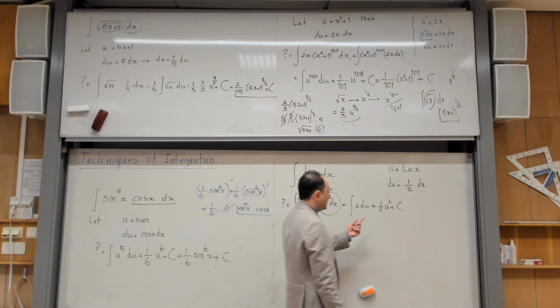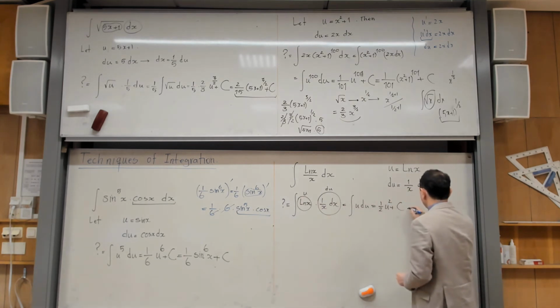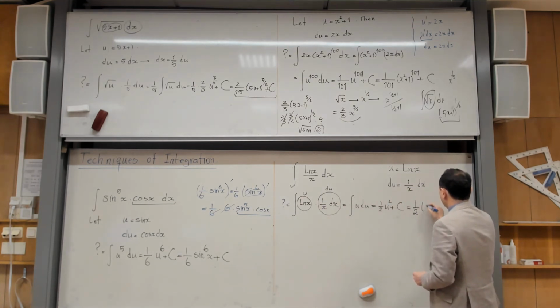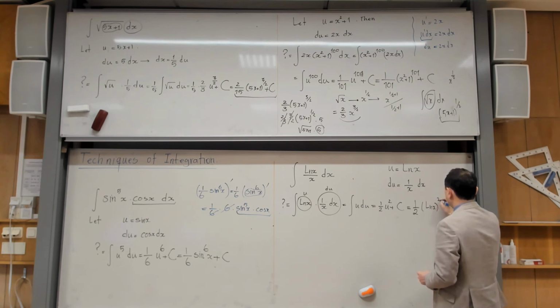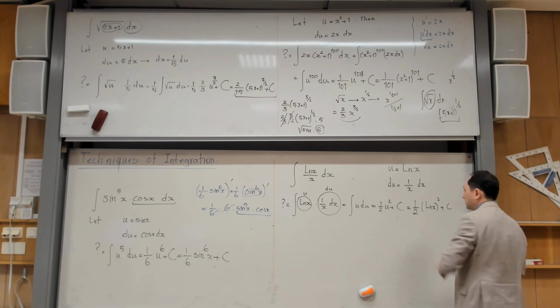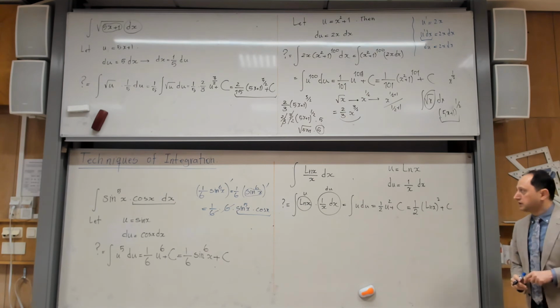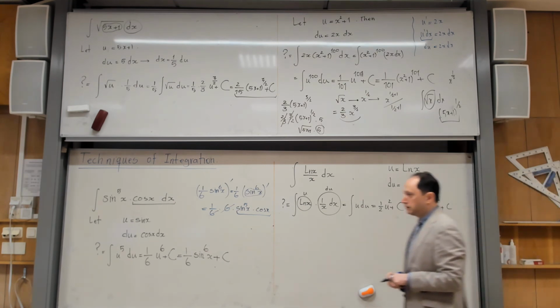But then you don't forget, you have to replace u back, yes? So this means that this becomes 1/2 ln of x to the power of 2 plus c. That is the function that I was looking for. Its derivative is that. Okay, let me write another one for you.